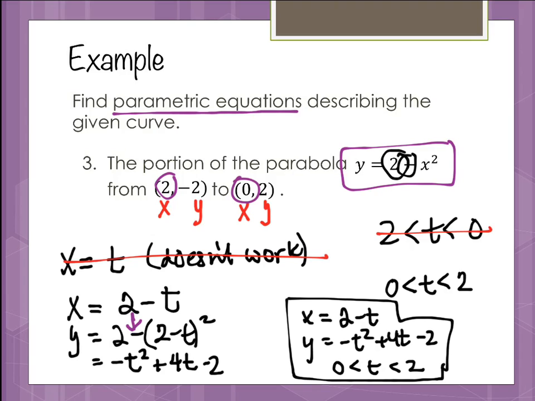So does it look parabolic? Does it look like a portion of a parabola? Yep. And does it actually start at the x value 2, y value negative 2, that first point that's listed? And does it end at the x value 0, the y value 2? Does it start and end at the right places? Yep. Then you have found a set of parametric equations that works.